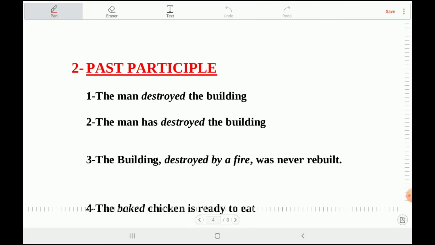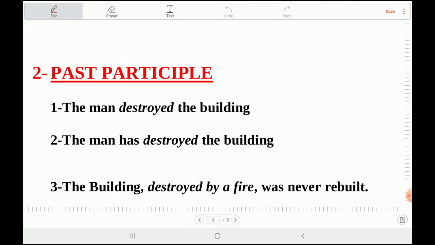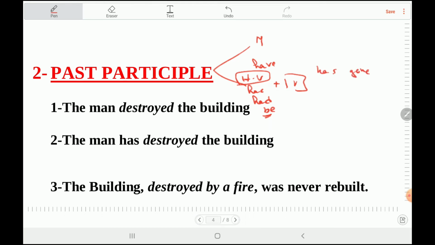Past participle. We talked about the past participle: verb plus ed, or irregular verbs. Eat, ate, eaten, for example. Drive, drove, driven. We agreed a past participle can be a modifier or a verb. When is it a verb? If you have a helping verb before it, like have, has, had, or the verb to be: am, is, are, was, were. So he has gone, have gone, had gone. But if it is just gone, then it's a modifier.